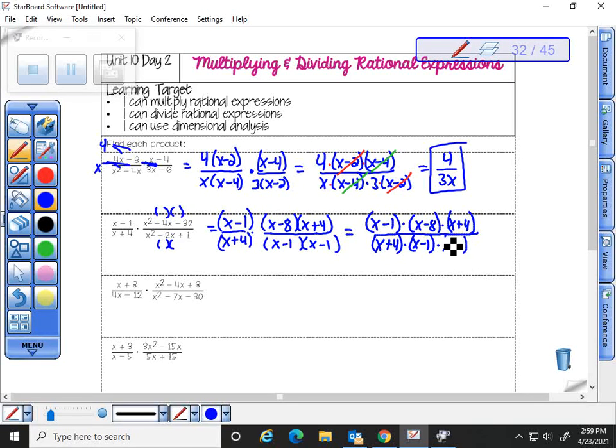I'm trying to stress the timesing bit because it has to have a multiplication in order for the x plus 4s to cancel top and bottom, or the x minus 1s to cancel top and bottom. There must be the times symbols. Anyways, we have the x minus 8 left over on top and the x minus 1 left over on the bottom. Now you're tempted to cancel out the x's, but remember there's no times symbol between them. This is a grouping, and you have to cancel out the entire group, not part of the group. So the x's actually do not cancel because it's attached to the minus 8 or it's attached to the minus 1.